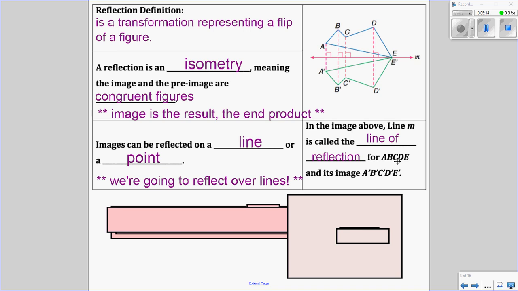And that's the reflection for A, B, C, D, E, and its image is A prime, B prime, C prime, D prime, E prime. So anytime you reflect an image, the actual image over a line, and you label it, you're going to have those little marks, the one little tick mark, that represents prime. If you had two of them, then it would be called double prime.